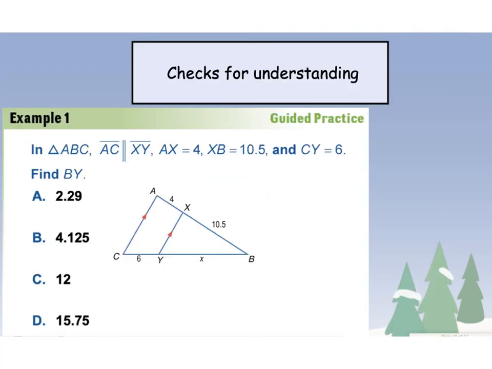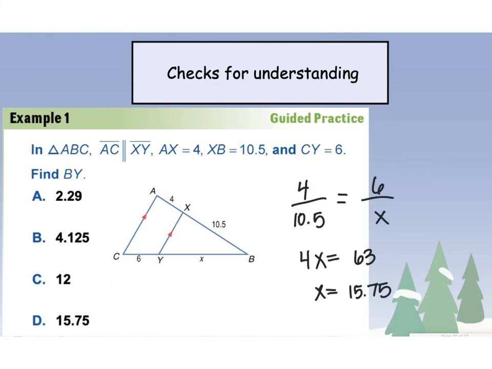Okay, so today the checks for understanding are at the end of the lesson. Take a moment, read through example 1, and find the length of BY. All right, and here's some work to show you how to get the correct answer. I do want to point out that my proportion could be set up differently than yours, and yours could still be right as long as you are consistent in your setup.